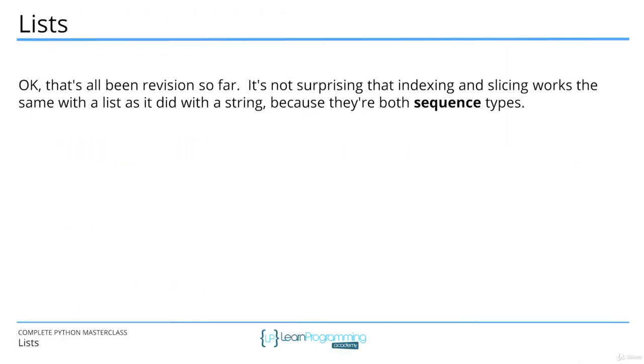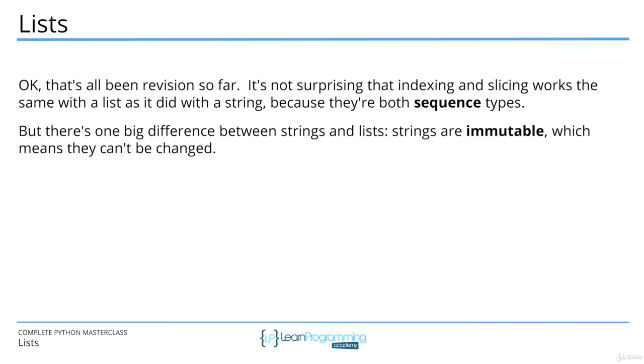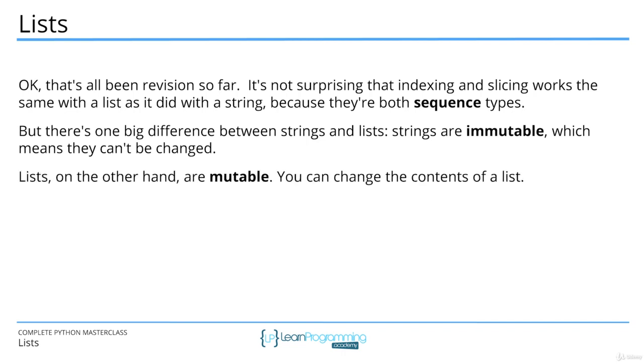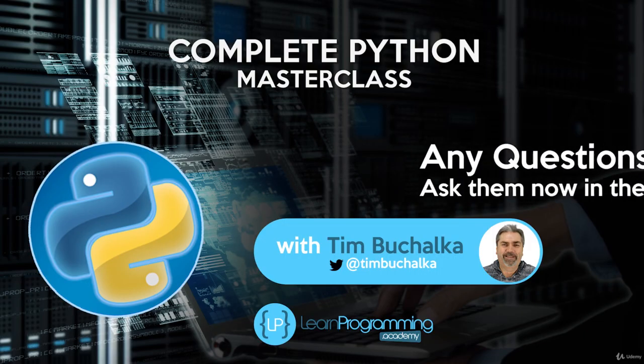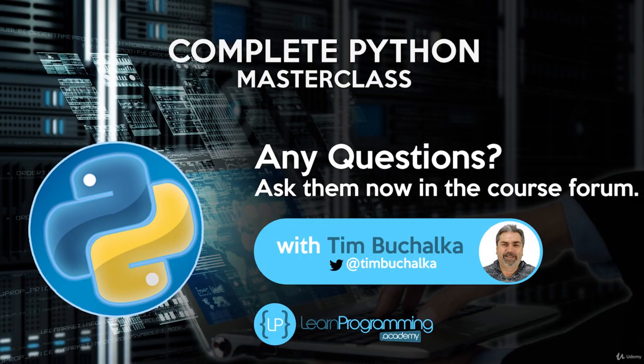It's not surprising that indexing and slicing works the same with the list as it did with the string, and that's because they're both sequence types. But there's one big difference between strings and lists. Strings are immutable, which means they can't be changed. Lists, on the other hand, are mutable. In other words, you can change the contents of a list. I'll explain those terms in more detail in the next 2 videos, and then we'll look at ways to change a list's contents. See you in the next video.